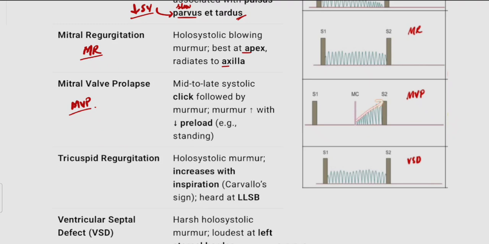That's how you're going to remember. It's a click. MVP mall, remember, mid to late systolic click followed by a murmur. Okay, click followed by a murmur. So the murmur increases with decrease in preload. We'll see this later. MVP mall, just remember. There are exceptions to the murmurs. I'll teach that later, but just remember MVP mall, mid to late systolic click followed by a murmur.